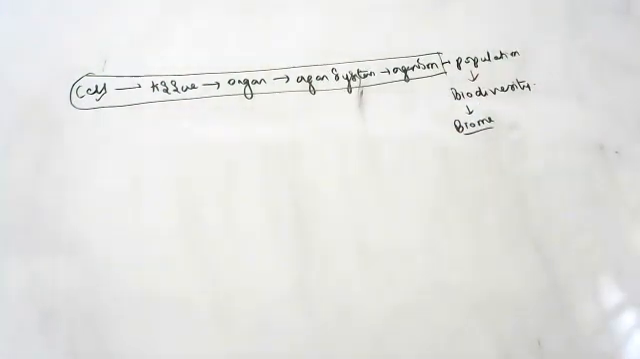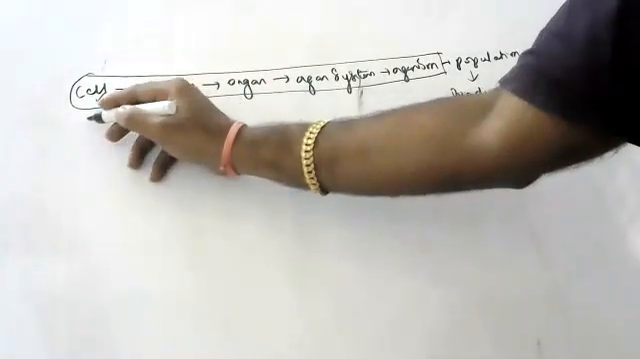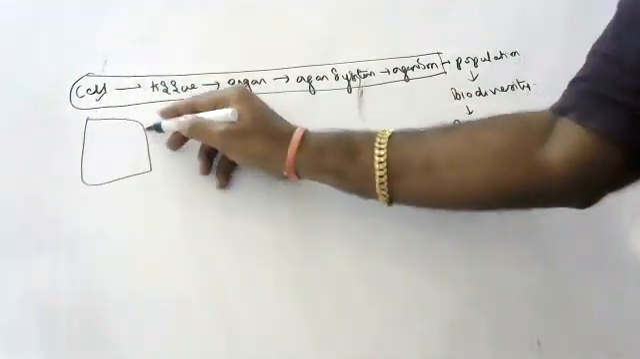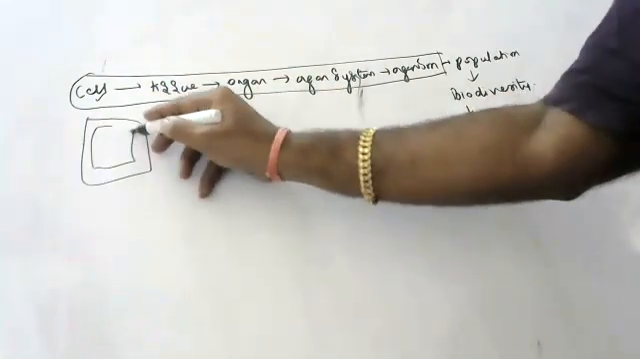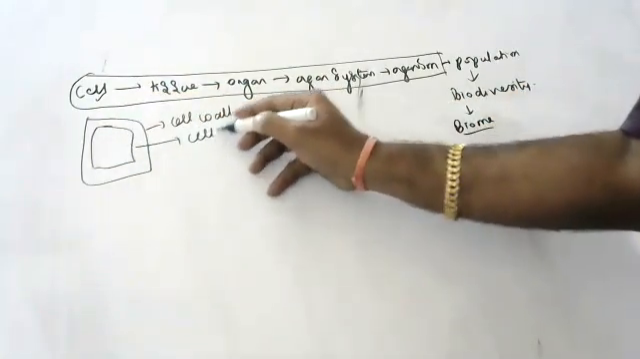Now we will see the structure of the cell, children. How is the cell made up of all those things? Generally, a general cell will have a cell wall. First is the cell wall. Try to understand. After the cell wall, what is this called? Cell membrane.